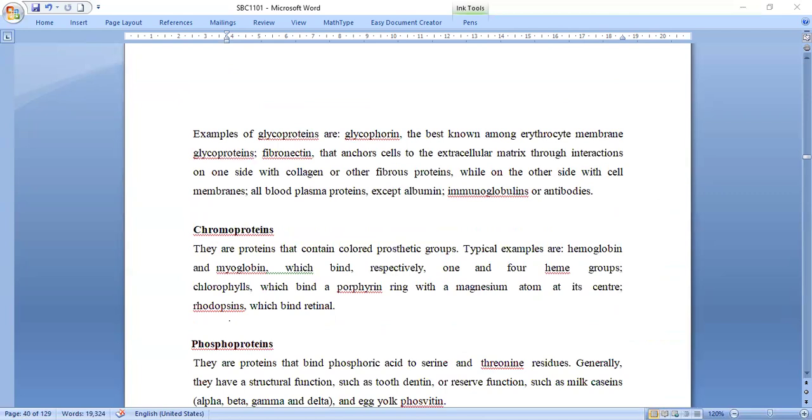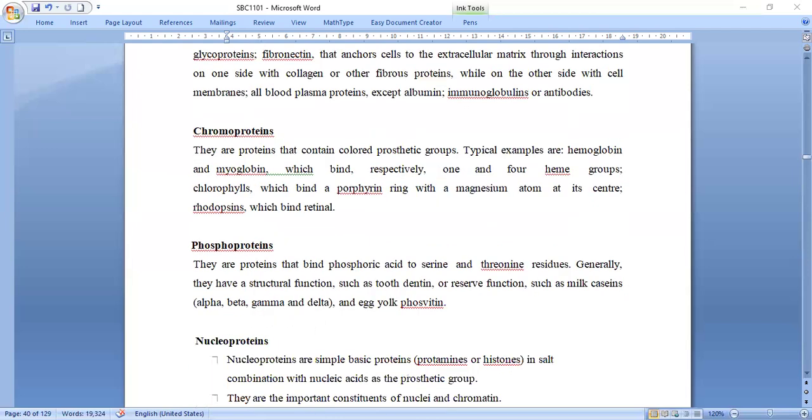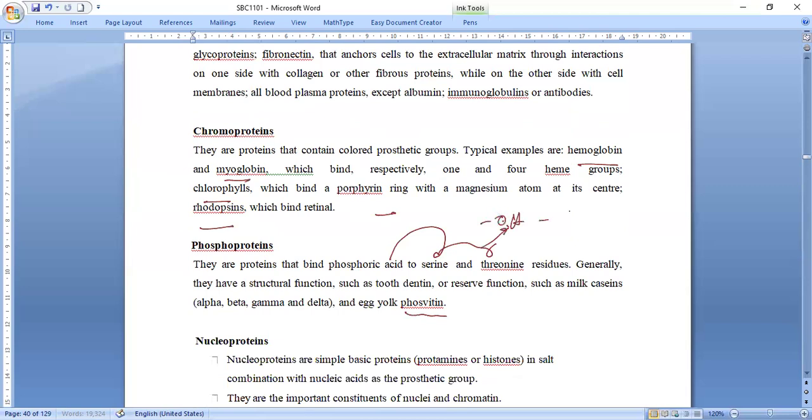Whereas chromoproteins contain colored prosthetic groups, which function in hemoglobin, myoglobin, chlorophyll, and also rhodopsins. Whereas the phosphoproteins contain phosphoric acid linked to serine and threonine residues, which are the hydroxyl group containing amino acids.